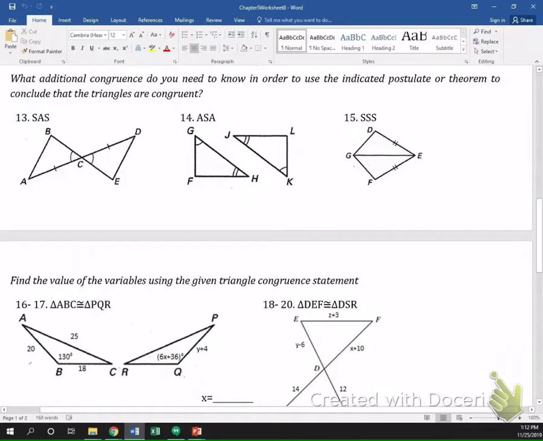Okay, this next section has been kind of poor for everyone all chapter long. So make sure that you're reviewing how to do this. It says what additional congruence is needed to use the indicated postulate or theorem. So here we want to use side, angle, side. We have side, angle. What do we still need? The sides. In particular, this one and this one. So we would describe that as BC congruent to EC. Questions?